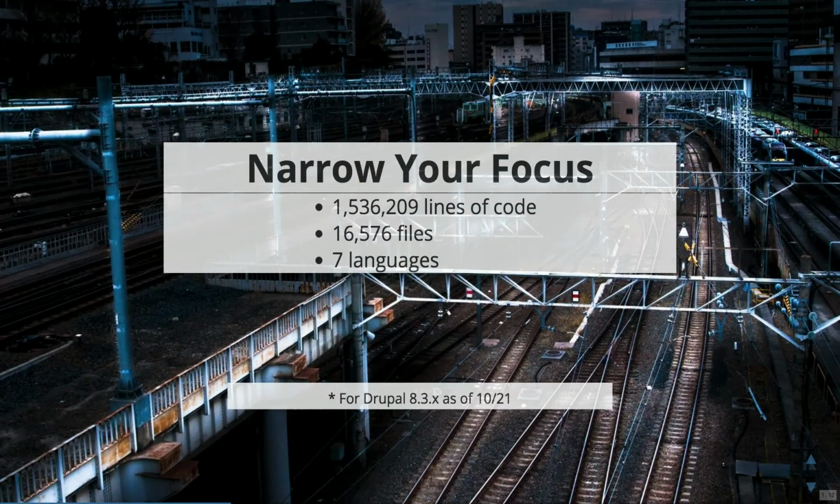So, how do we fix, this is now the debugging part, how do we fix this bug we found? It's important to narrow your focus. There in Drupal 8.3 as of yesterday, and this is not a scientific count, but there are 1.5 million lines of code, there are almost 17,000 files, and 7 different languages. And when you found the bug, it could be in any one of those places.